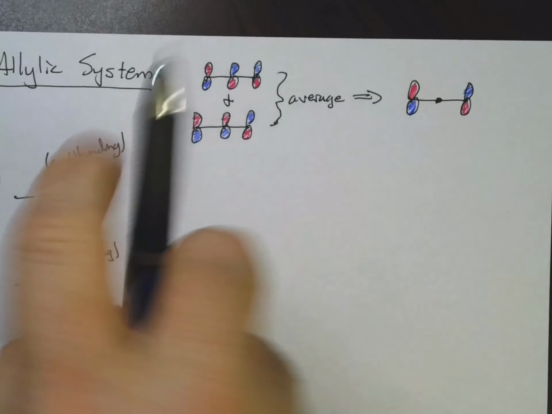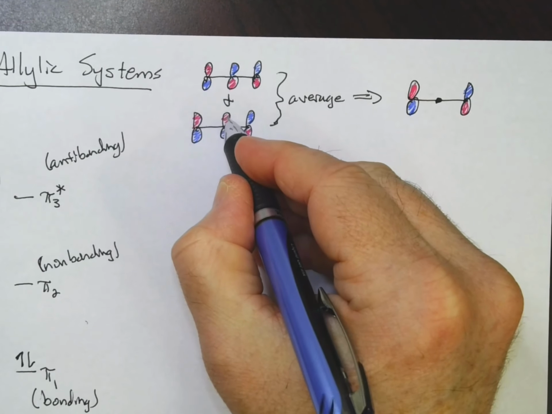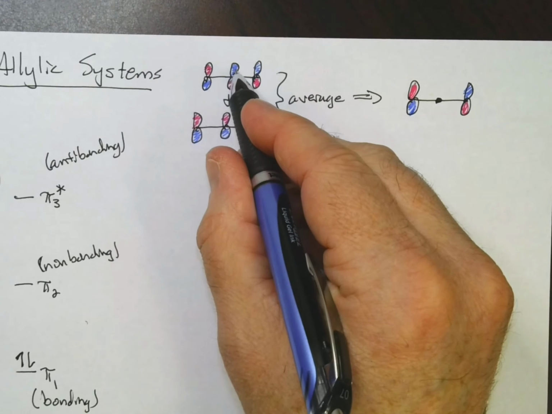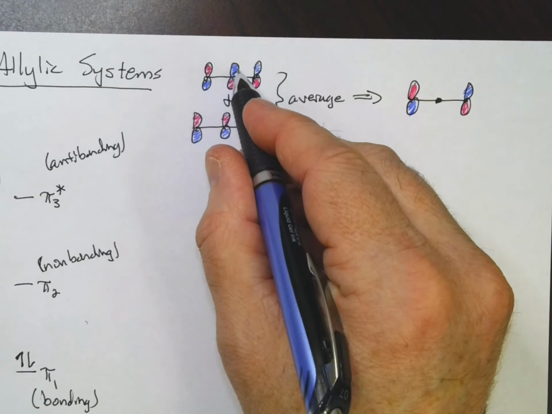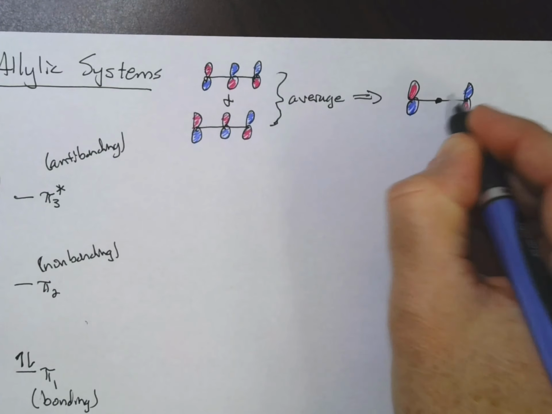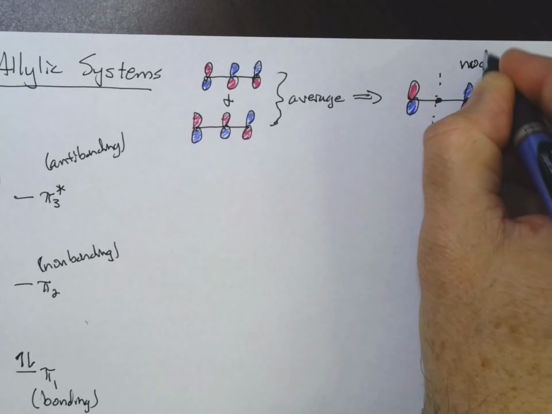But now my blue and pink are opposite phase, so when I add them, they cancel each other out. Remember, these are wave functions, so they're opposite phases of the wave. You're adding sine waves of opposite phase, they cancel out. Blue and pink cancel, pink and blue cancel. We're left with nothing. So that is our null, our node.